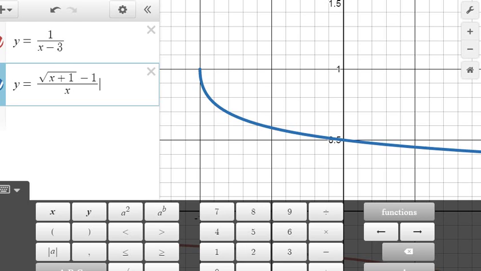So calculus is done in radians. It's something you're going to have to get pretty used to. Sometimes you can get quite the wrong answer if your calculator's in the wrong mode.